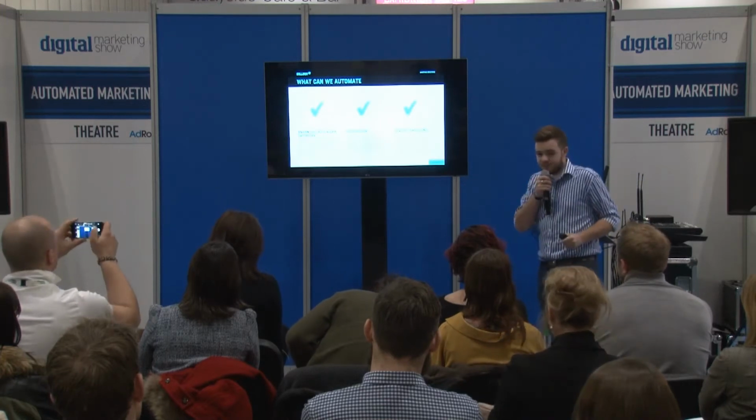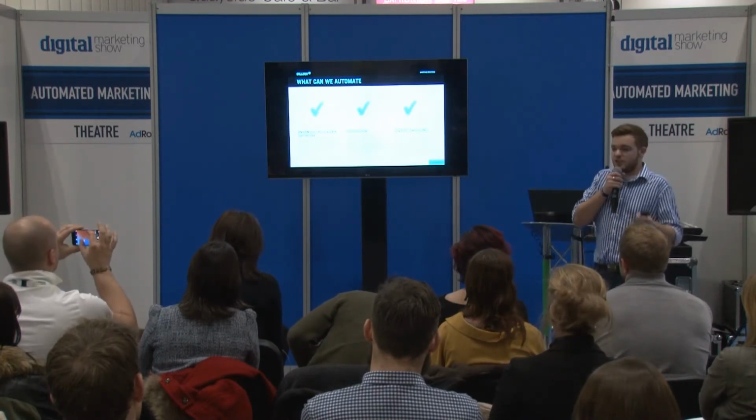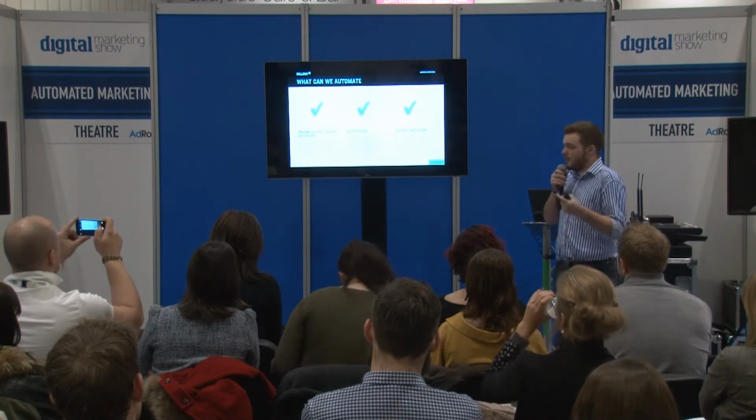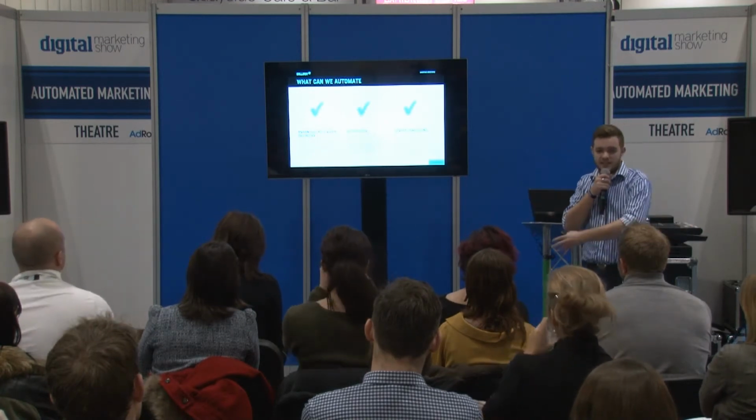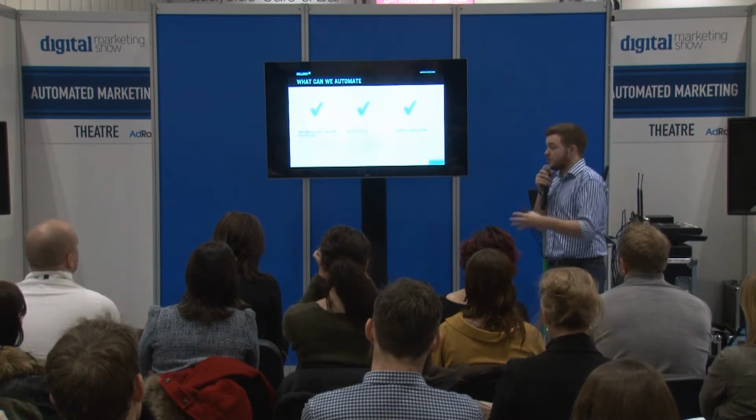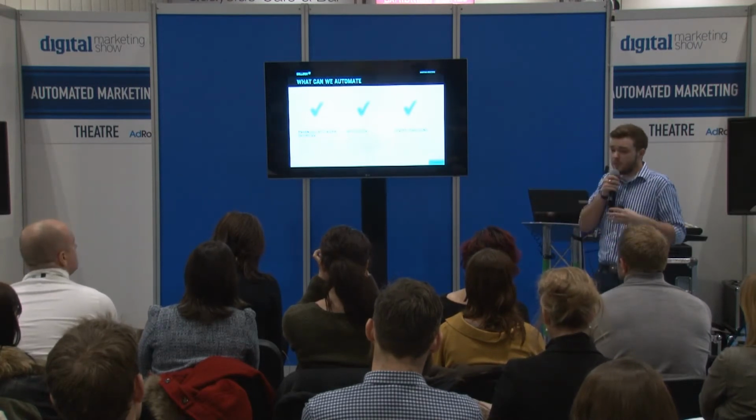CPA optimizer, that's cost per acquisition. You can bid based on people actually completing a goal on the website. For an e-commerce site, it's obviously a sale, or a newsletter sign up, or somebody going through to a social channel and following you. You can bid based on that.